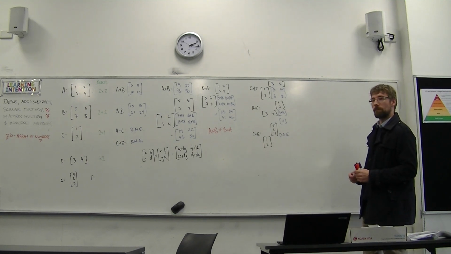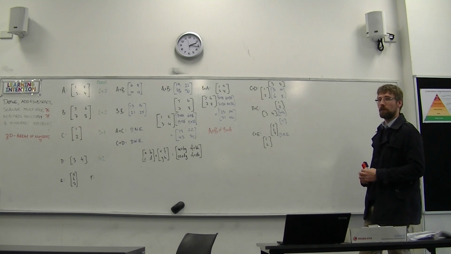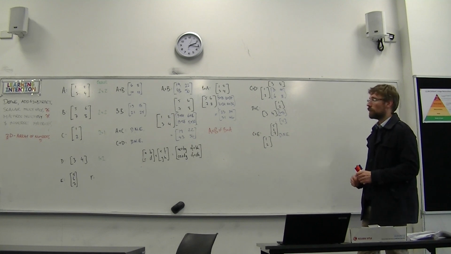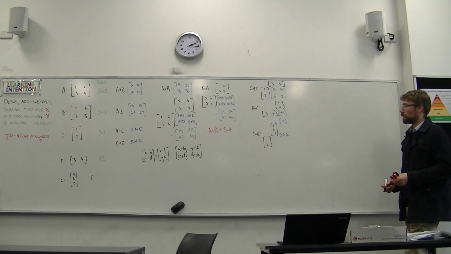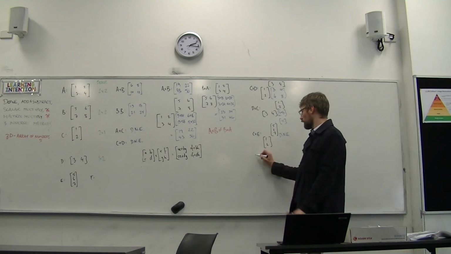But both of them will make different answers. A 3 by 1 times a 1 by 3 will give a different answer to a 1 by 3 times a 3 by 1. Okay, so C times A does not exist. What if it was A times C? Would that also not exist? Alright, well, let's think about it.